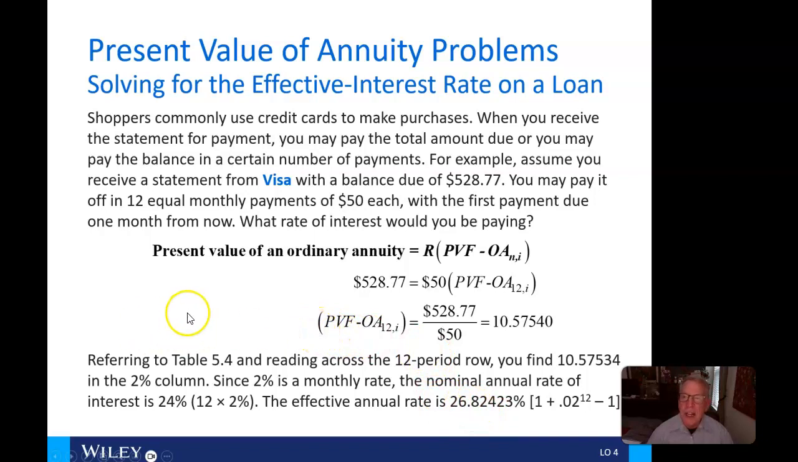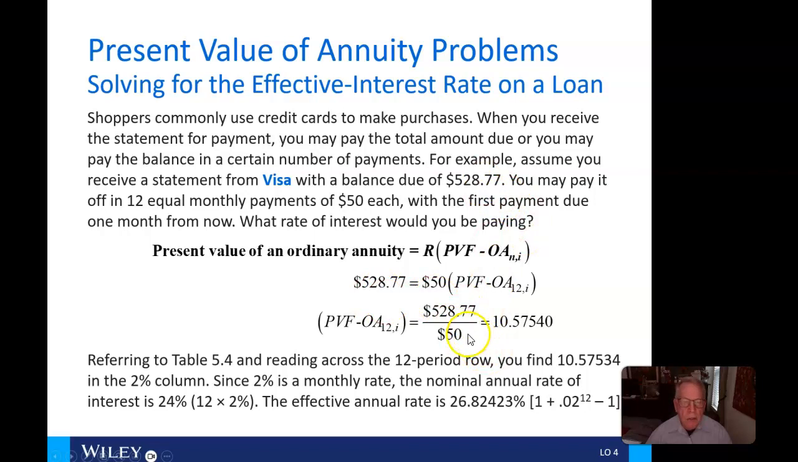And then shoppers commonly use credit cards to make purchases. When you receive a statement for payment, you may pay the total amount due, or you can pay the balance in a certain number of payments. For example, assume you receive a statement from Visa with a balance due of $528.77. You can pay it off in 12 equal monthly payments of $50 each, with the first payment due 1 month from now. What is the rate of interest that you would be paying?